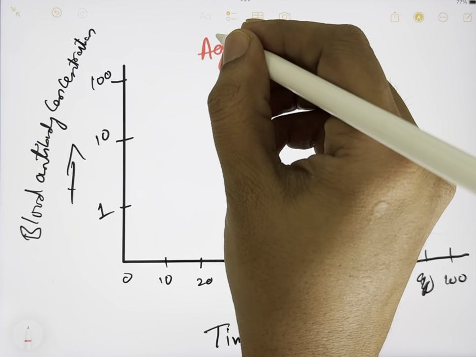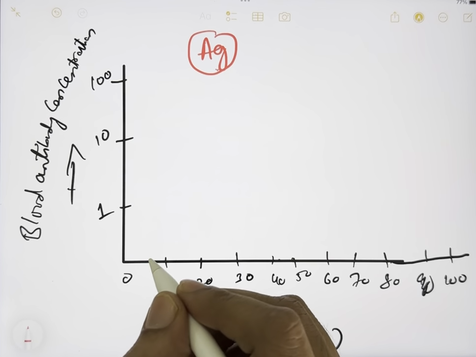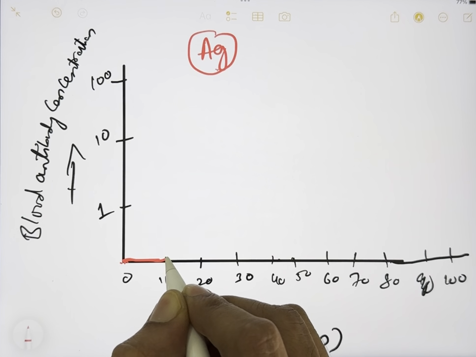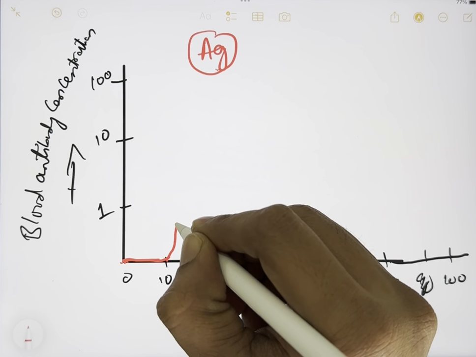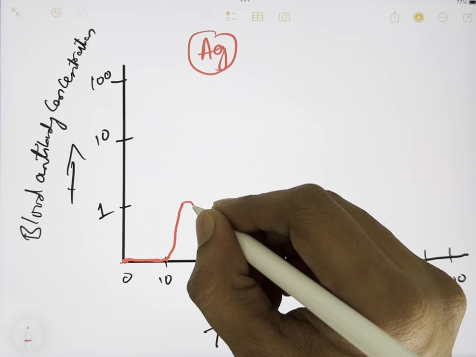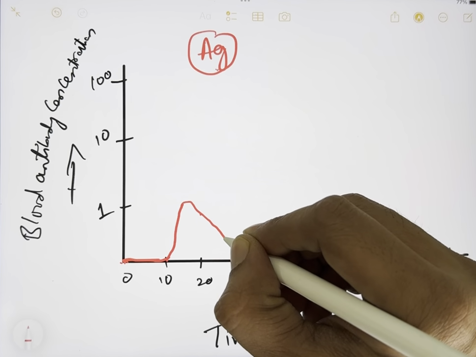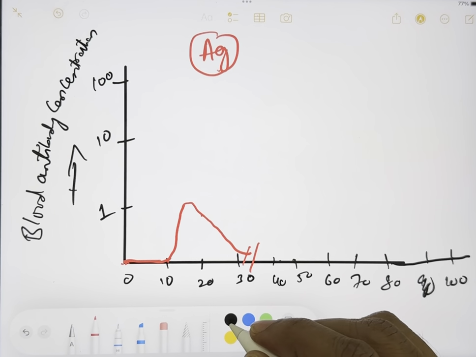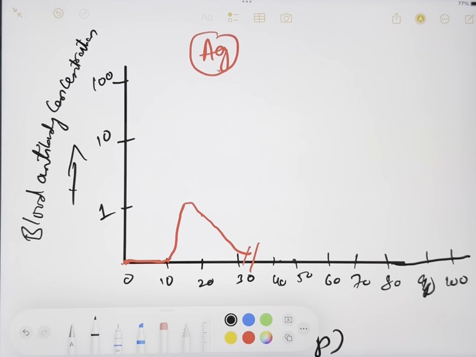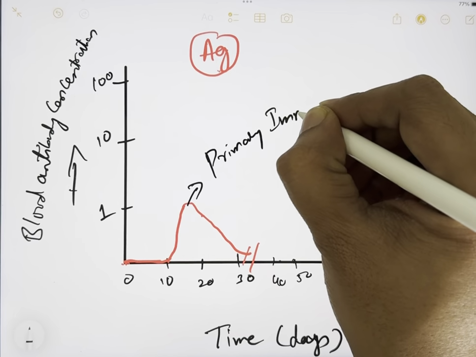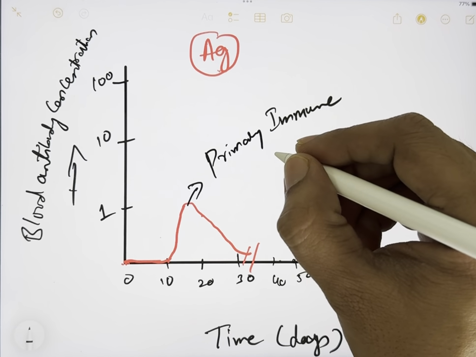When a foreign antigen or bacteria enters our body, in response there is production of antibodies. These antibodies or even activated T cells will not form immediately, it will take some time, that is the lag phase. After a week or around 10 days, the production of antibodies slowly increases, and finally after some time the antibody titer or concentration will decrease over a period of time, say around 30 days. This type of formation of antibodies by the stimulation of the B cells is called the primary immune response.